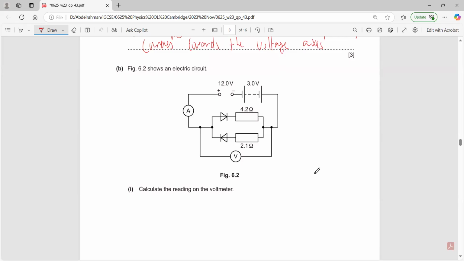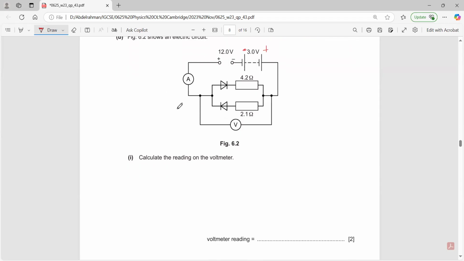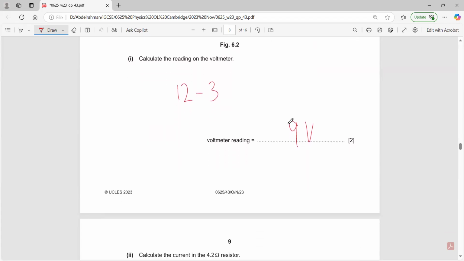Is it 15? No, it cannot be 15. Why? Because these batteries are flipped. This is the positive end and this is the negative end. Basically, you need to subtract them. So 12 minus 3 is 9 volts. That's it? Yes, that's it. Because the batteries are flipped, positive and negative. So this is the total voltage of this battery.